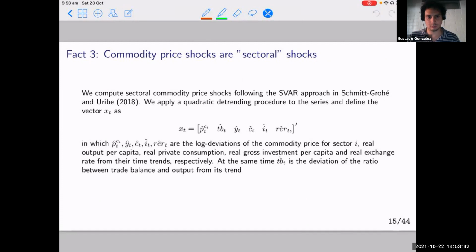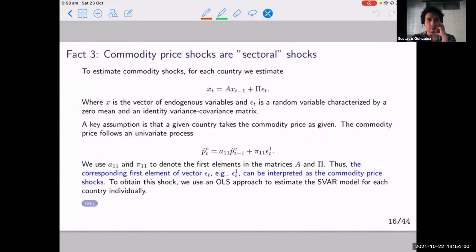So in terms of the identification scheme, we use a standard structural VAR approach to identify the shocks, assuming that in small open economies, commodity prices are taken as given, but that they follow an autoregressive process. So the shock will be that epsilon. Here we don't account for news shocks, as we discussed before. These are just surprises, shocks that contemporaneously affect only commodity prices. There are no shocks from other variables that contemporaneously affect commodity prices. So we're going to interpret that as a commodity price shock.